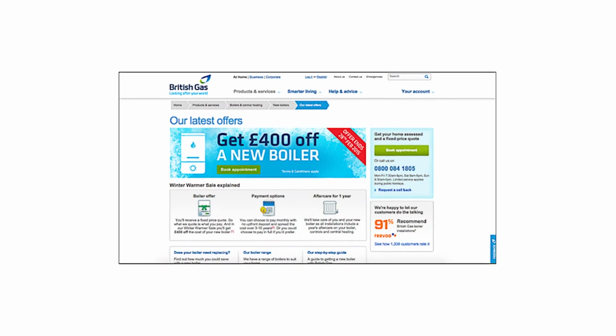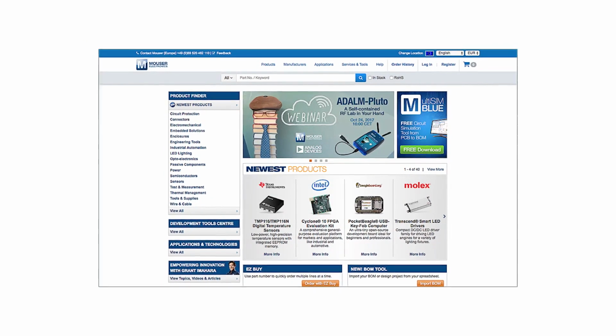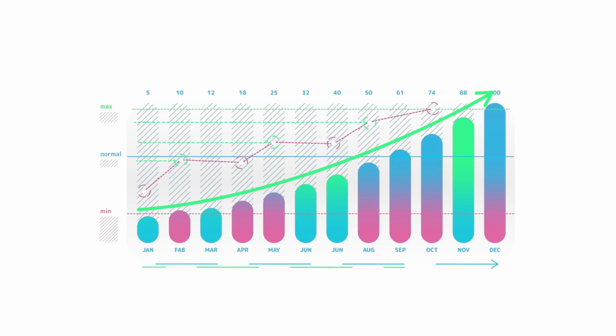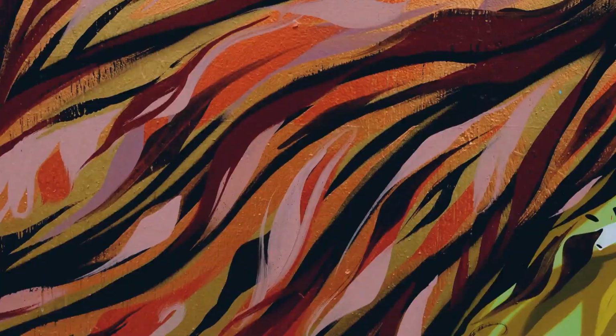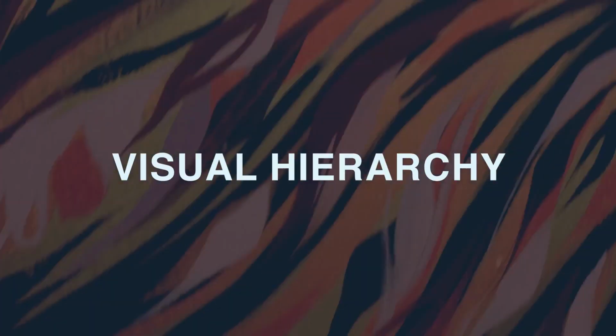Have you ever had difficulty recalling information from a cluttered web page or a poorly organized presentation? Or have you ever been captivated by an infographic that seems to easily simplify and explain complex information and data? What you see here at work is visual hierarchy, the arrangement of visual elements in a well-structured order of importance.